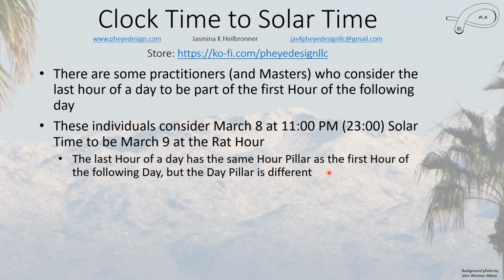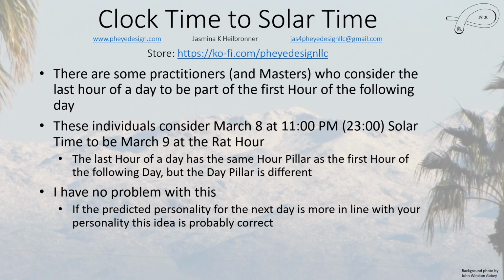I haven't tested a whole bunch of these calculators, but there may be some that would consider anytime between 23:00 and 23:59, up to midnight, part of the next day. And this is a legitimate thing. I don't think it's wrong to say this. I don't have any problem with this. And if your predicted personality for the next day is more in line with your actual personality, this is probably correct. I have not had a situation where I've been able to test this out.